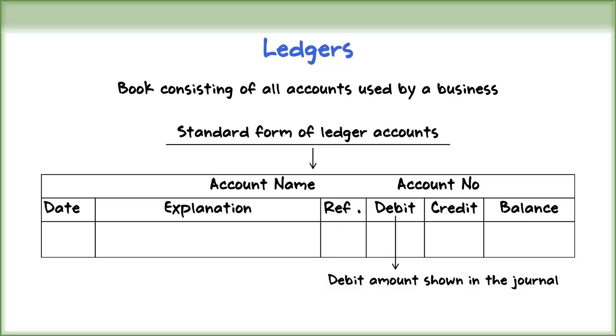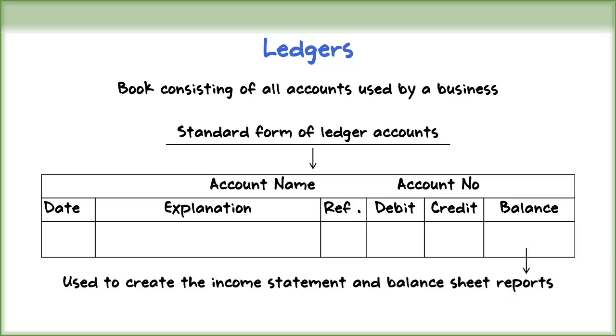In the debit column, we record the debit amount shown in the journal, and in the credit column, we record the credit amount shown in the journal. In the balance column, we enter the balance after considering the debits and credits of the account. The balance of each account holds financial information that is used to create the income statement and balance sheet reports.